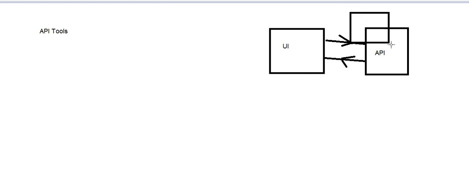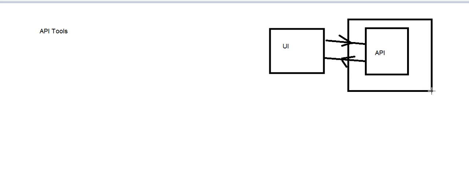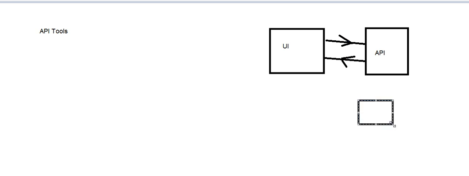Before that only we need to test this API. How can we test? This is obviously an individual part; no one can see it. So by using a specific set of tools, one API tool, without using the UI we can directly send the request to the API, and we can get the response from the API.